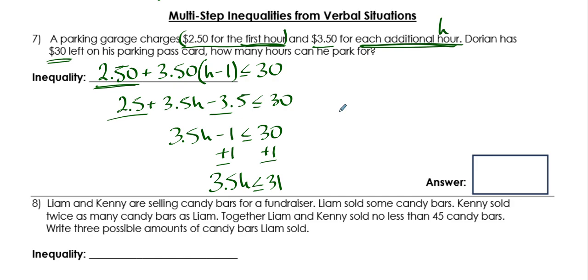And then we divide by 3.5. We get that h is less than or equal to 8.857. So we can park for 8 hours. We can't park for the 9th hour, and they're charging for whole hours, saying specifically how many hours. So we're not rounding this at all. We're going to spend 8 hours there, not a 9th hour.